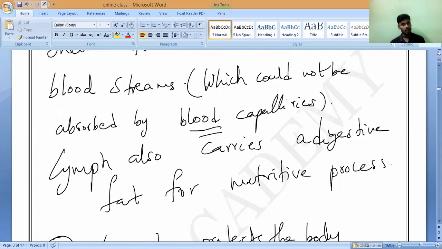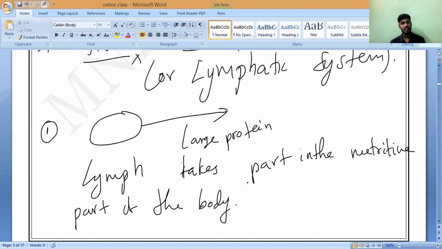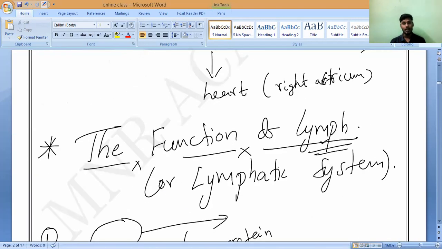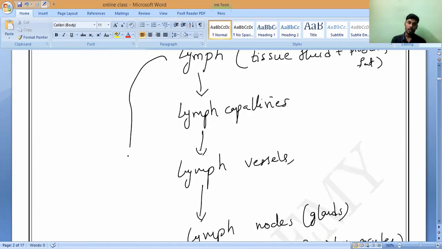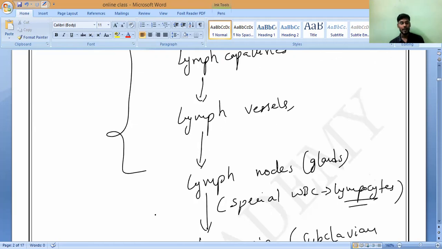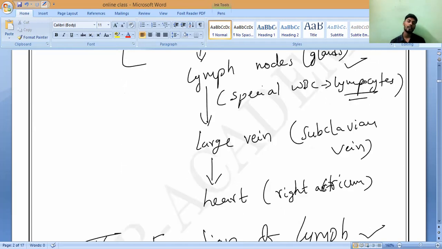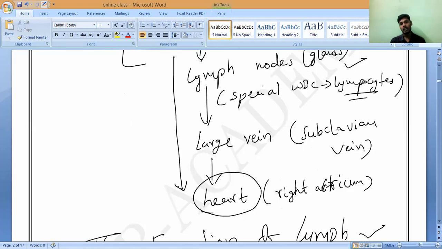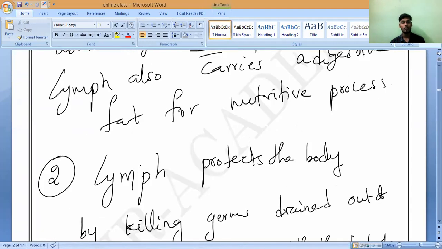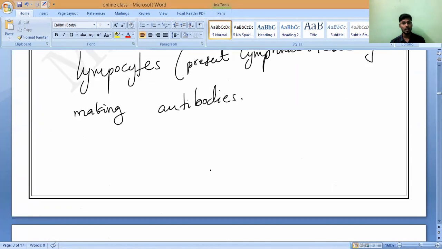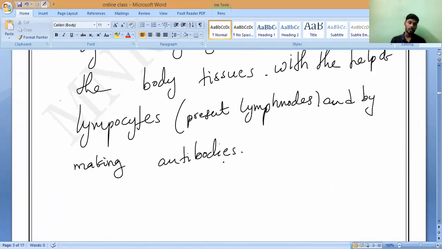This is the first thing you are learning today: the function of lymph or the lymphatic system. What is the lymphatic system? You can learn it, no issues. What is the lymphatic system, Ra? Lymph capillaries, lymph vessels. Next, lymph glands or lymph nodes, and finally it will be mixed with the heart. So this full single-way process is fully called what? The lymphatic system. So what is the functioning of it? The functioning of this lymphatic system is most important. Do you understand, Harini? Yes or no? Respond to me.